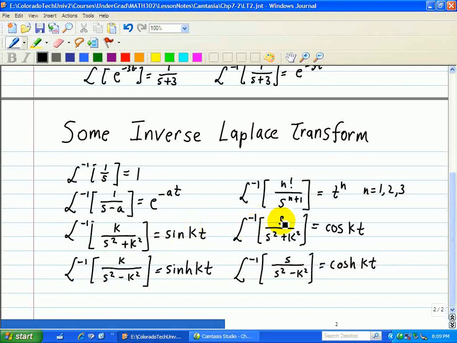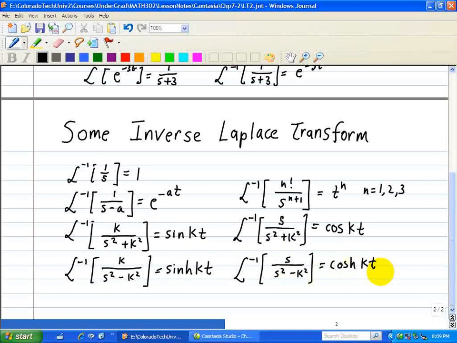Here the inverse Laplace transform of s divided by s squared plus k squared is equal to cosine of kt. The inverse Laplace transform of k divided by s squared minus k squared is just the hyperbolic sine kt. And the inverse Laplace transform of s divided by s squared minus k squared is equal to the hyperbolic cosine kt. And that's some of the typical inverse Laplace transforms.